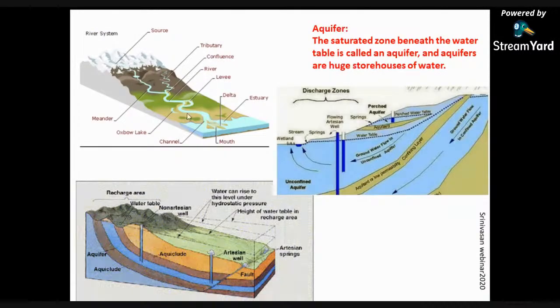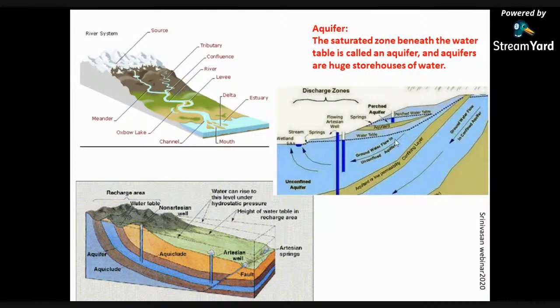Now, a basic system: from the mountain, the river starts going. Now we will discuss a coastal plain, a delta type. The river from the mountain brings the water and it gets into the underground system also. Now the definition of the aquifer, I already told you: the saturated zone beneath the water table is called an aquifer. And aquifers are huge storehouses of water.